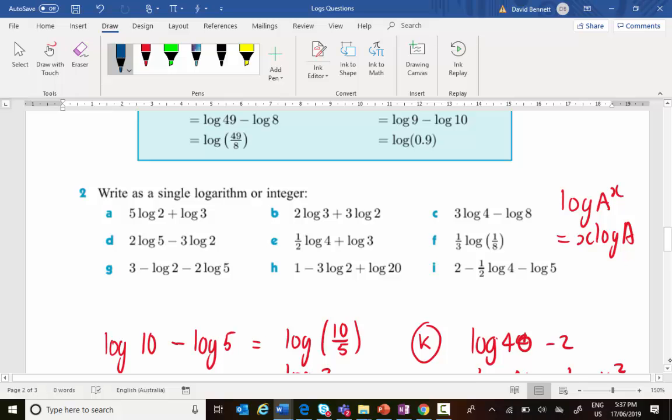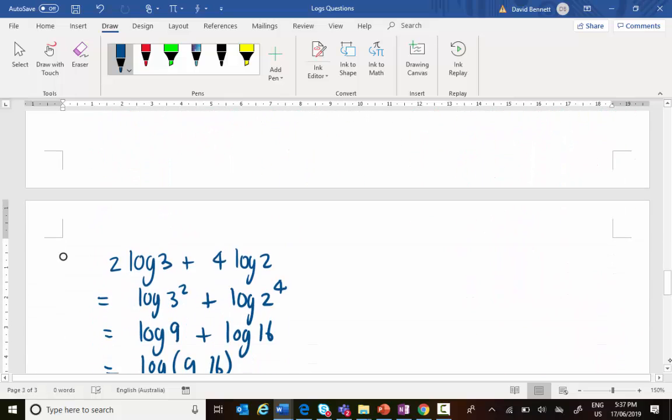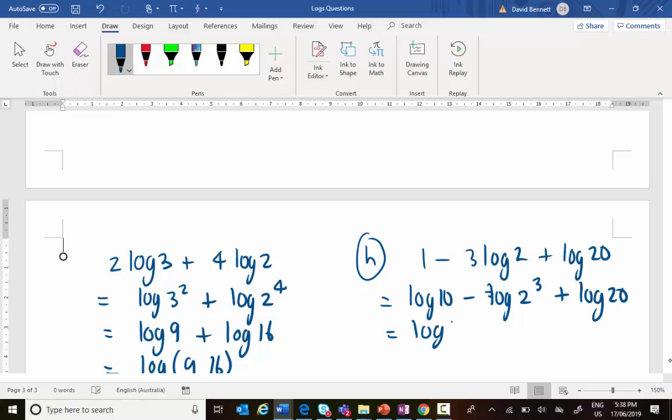Let's do H. Okay, 1 take 3 log of 2 plus log of 20. Again, I have to use my little trick here. Log of 1 is simply going to be log of 10 to the power of 1. Now 3 log of 2 is going to be log of 2 to the power of 3 plus log of 20. Alright, so therefore I know that's going to be log of 10 take log of 8.